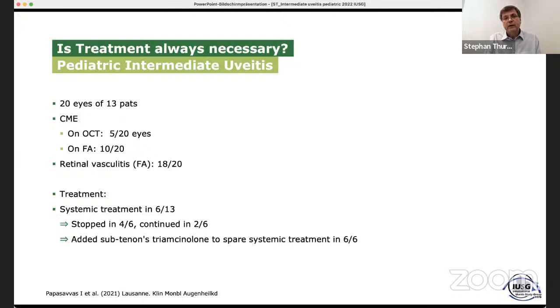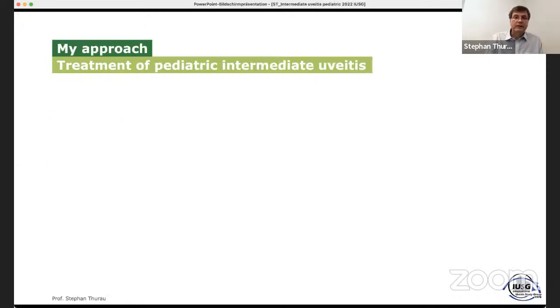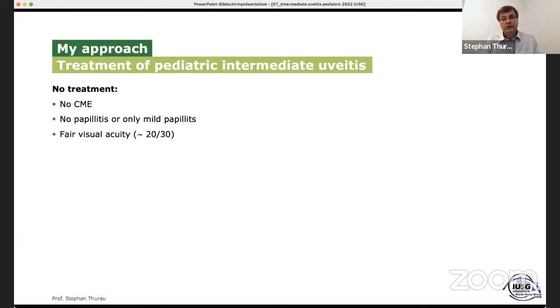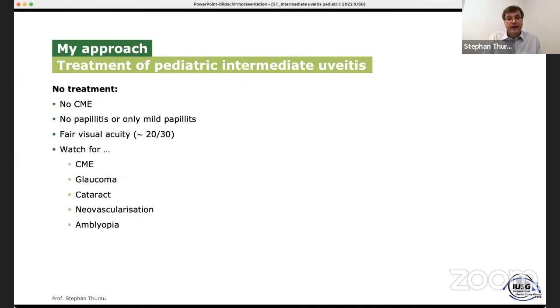So the question really comes up whether an active fluorescein angiography showing leakage really is something that needs to be treated or not. My personal approach for the treatment in children is I try not to treat as long as there's no cystoid macular edema, as long as there's no or only mild papillitis, and visual acuity remains fair. But you clearly have to watch for development of CME, glaucoma, cataract, neovascularizations, which are fortunately pretty rare, at least in my hands.